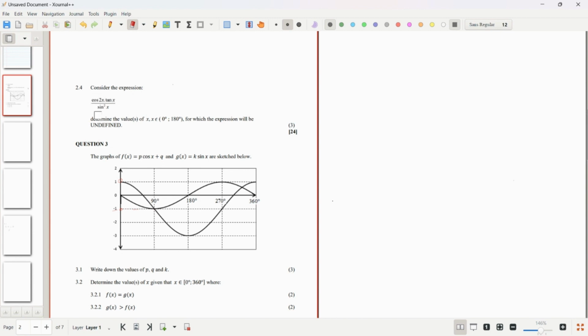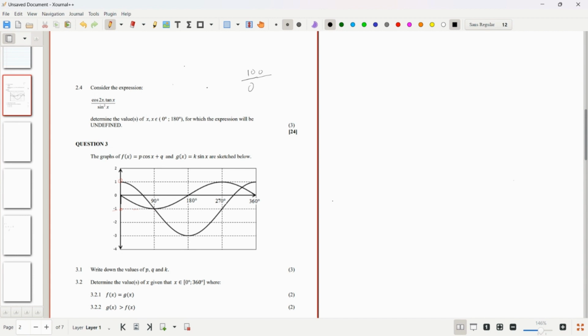So if we can check, how can an expression be undefined? Okay, let's choose an expression. Let's say we have 1 divided by 0. 1 divided by 0 is what? It's undefined. You can confirm with your calculator. What about 10 divided by 0? It's also undefined, right? 100 divided by 0 undefined.